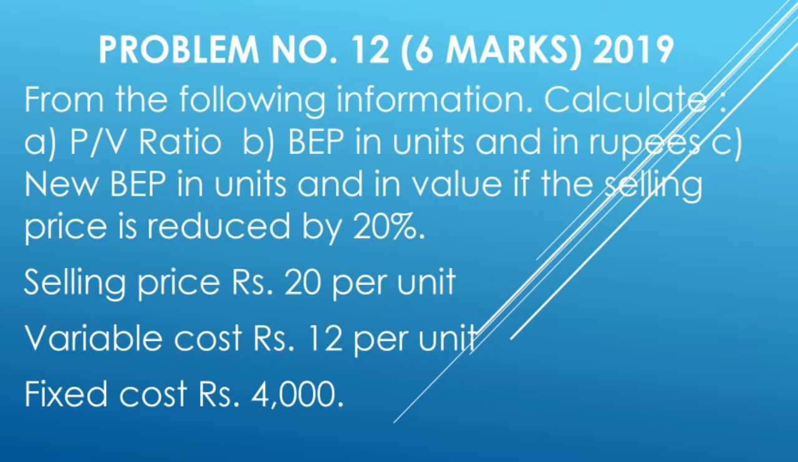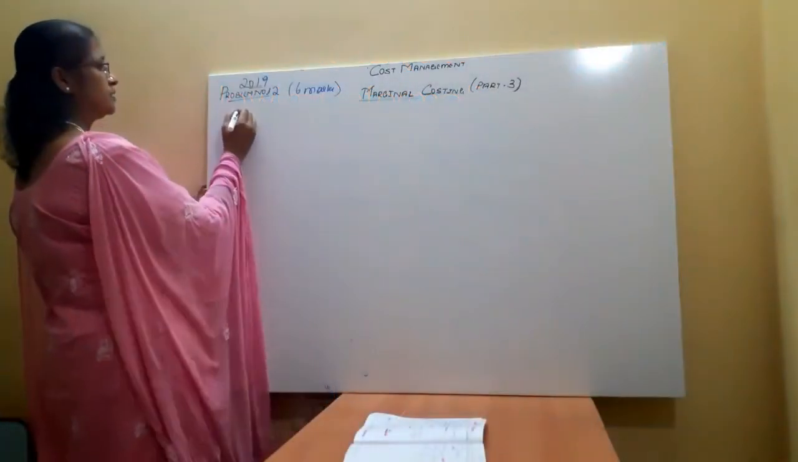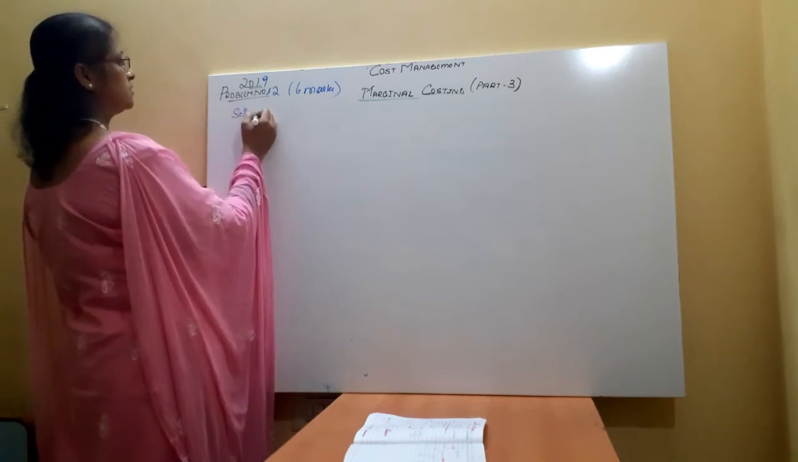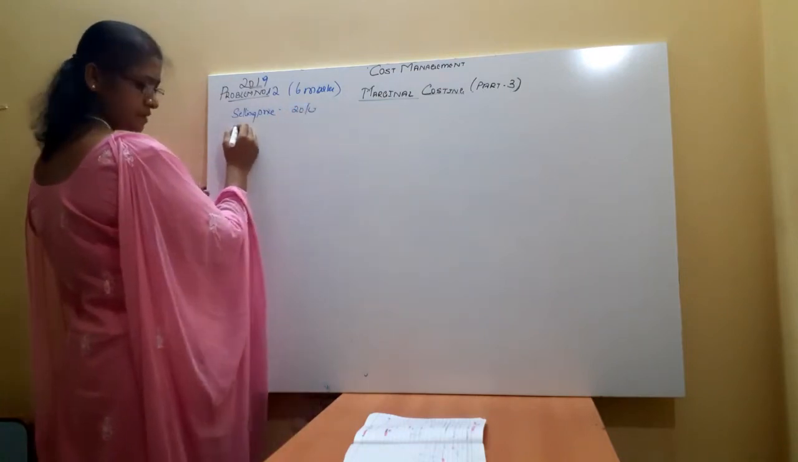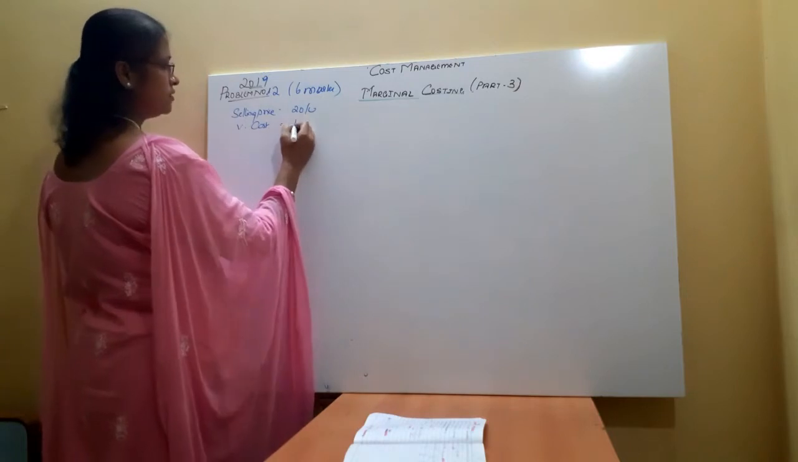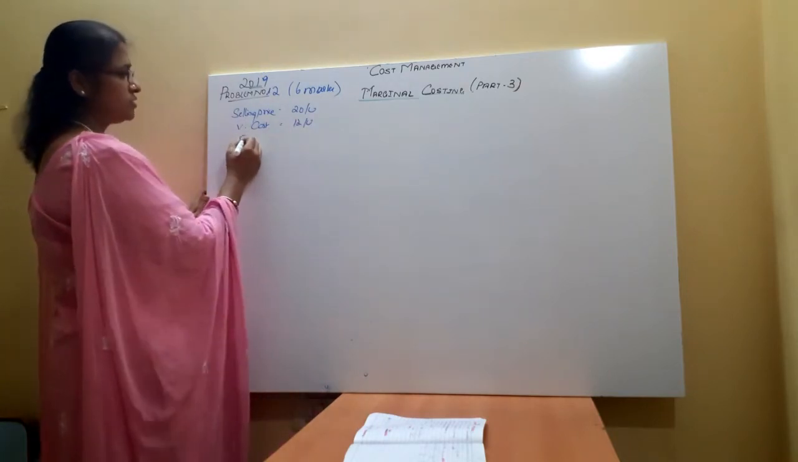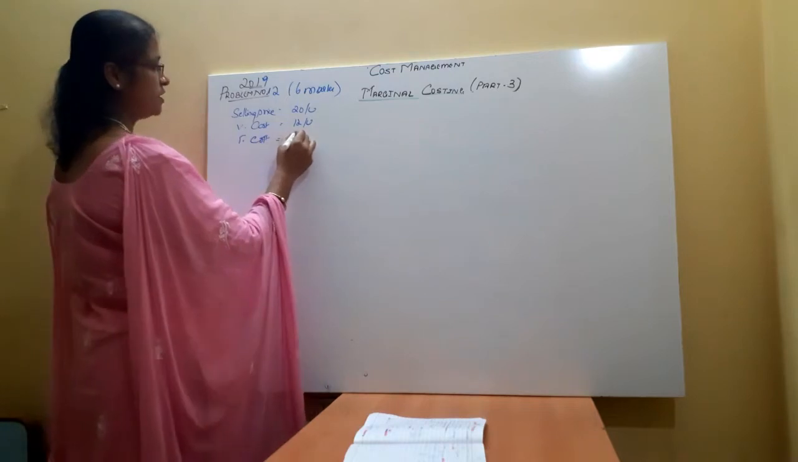From the following information, calculate the PV ratio, BEP in units and rupees, then new BEP when they have asked you to calculate both in units and in sales value when the selling price is reduced to 20%. So the details given to work this problem are selling price, they have given it as 20 rupees per unit, then variable cost 12 rupees per unit, fixed cost rupees 4,000.